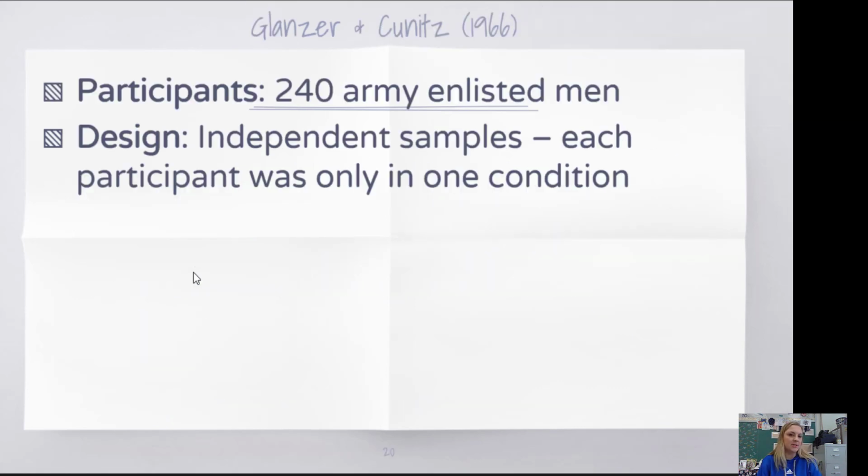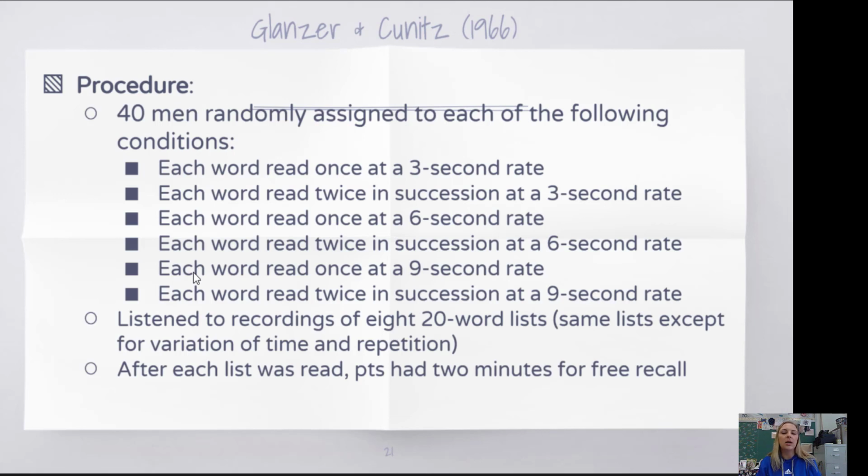Okay, now going into the procedure. Part of our procedure that we need to know are the participants and the design of the study. So there were 240 enlisted Army men, and this was an independent samples design, which means that each participant in the study was only put into one condition. And you will see those conditions on the next slide. So the 240 enlisted Army men were divided into groups of 40. Each man was randomly assigned to one group of 40. And those groups were the following.